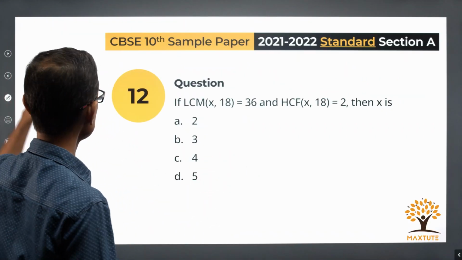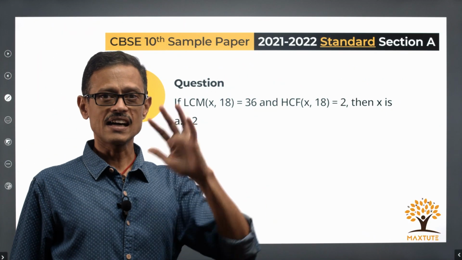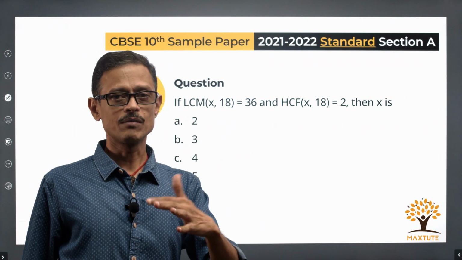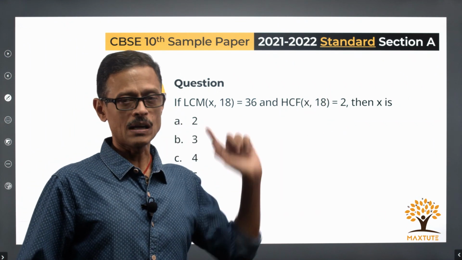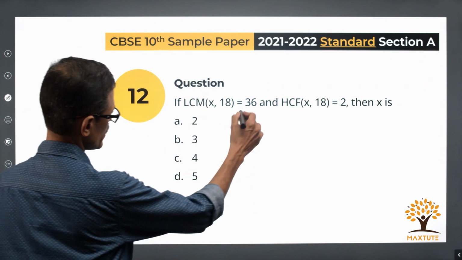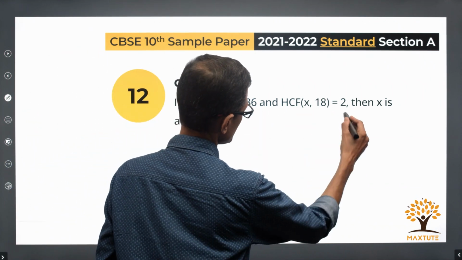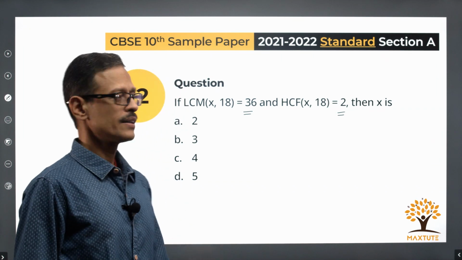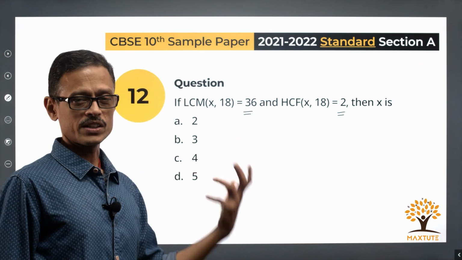This is the last question in this video. Question number 12. Again, this is the last question from this chapter, real numbers, in section A of the sample question paper. If LCM of x and 18 is equal to 36 and HCF of x and 18 is equal to 2, then what is x is what the question is.